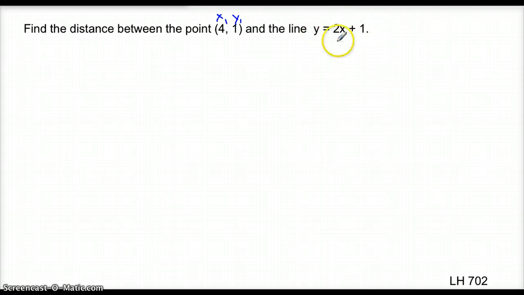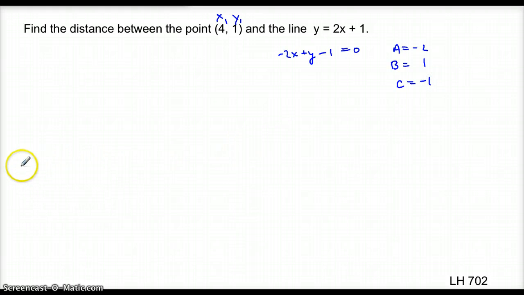We are not in standard form here, so I'm going to convert this to standard form. I'm going to have to subtract 2x, so negative 2x plus y minus 1 equals 0. Notice that this is in the right form: the x's and y's are in order, and my constant is here, equal to 0. So this tells us that a is equal to negative 2, b is equal to the coefficient of y, which is 1, and c equals negative 1.